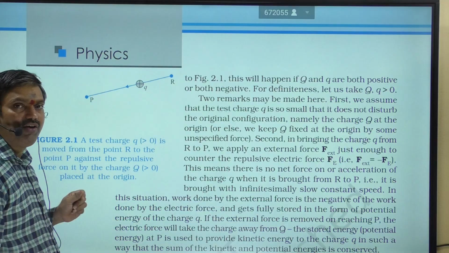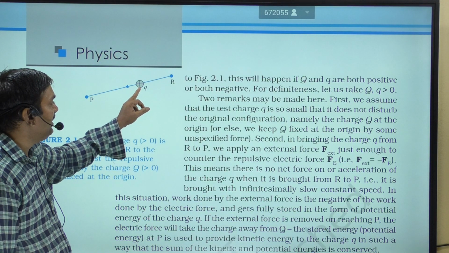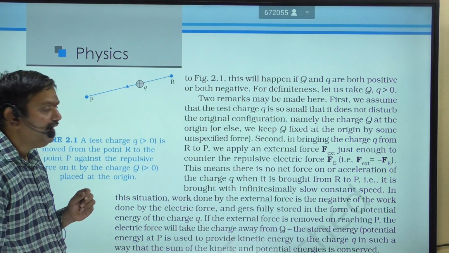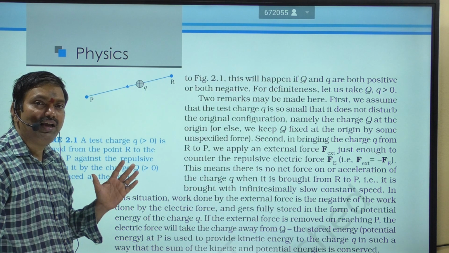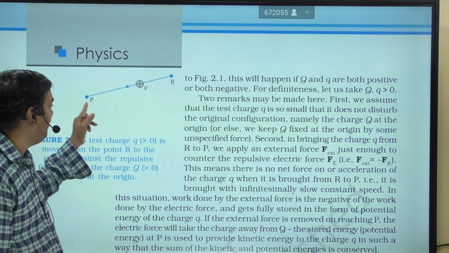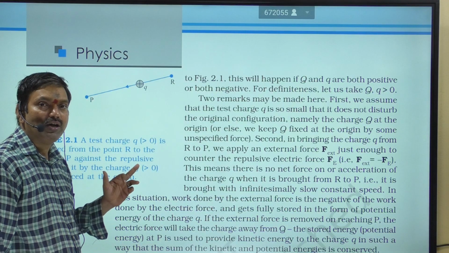This is the main charge, capital Q. This is the point where we are going to calculate electric potential. So you need to bring a test charge small q from infinity up to this point. Because at infinity the electric potential is 0. So in order to calculate the potential at a given point in the field of this charge, we need to bring a unit positive charge.